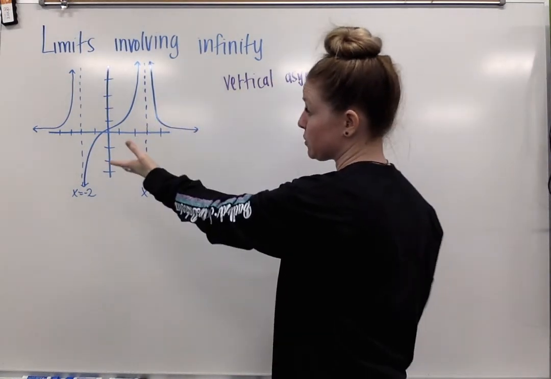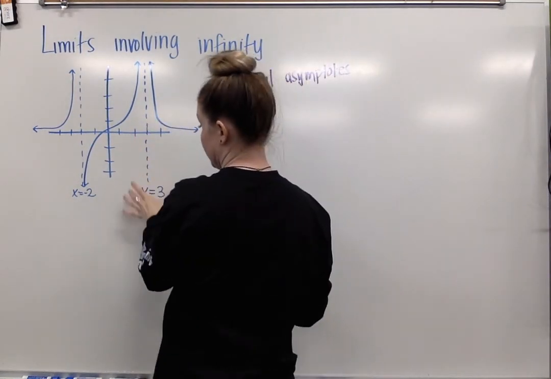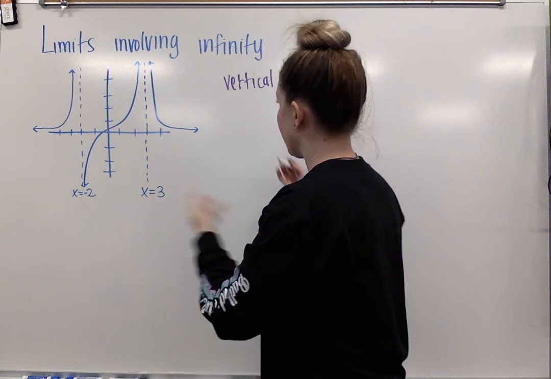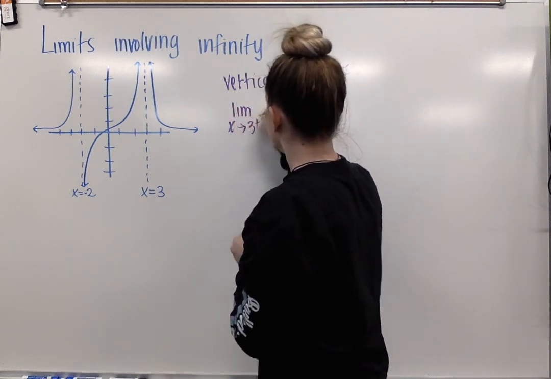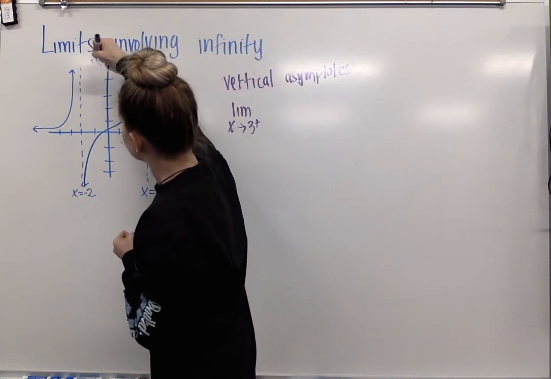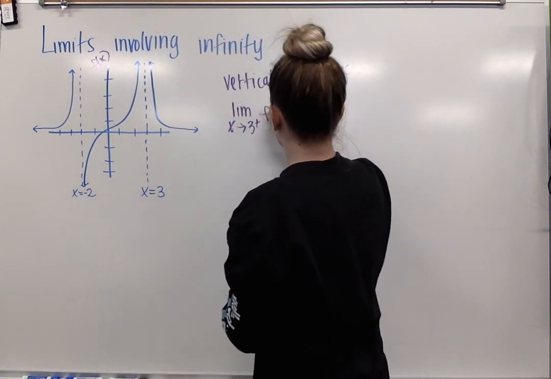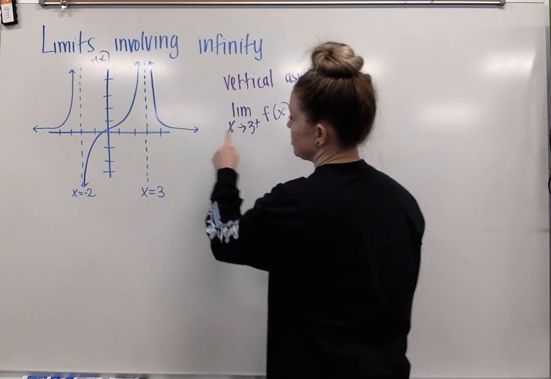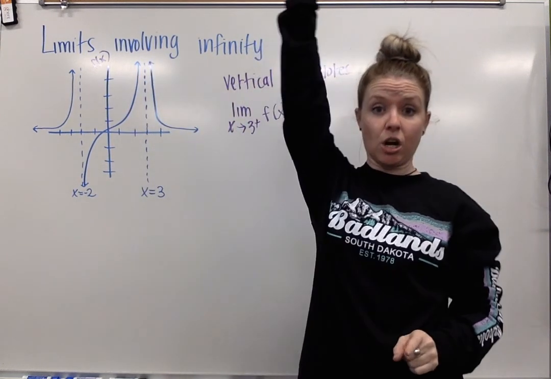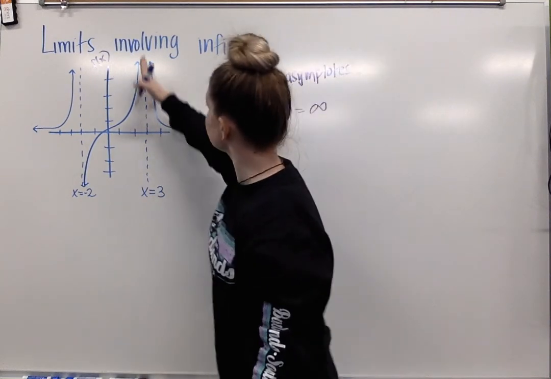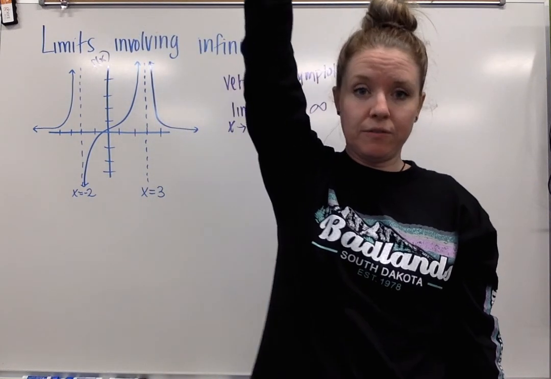We can see it visually from our graph. Let's start here at x equals 3. All right? So if I were to say the limit as x approaches 3 from the right, we're going to go ahead and call this function f of x. So as I get closer and closer to 3 from the right, well, it's just going to infinity, right? It's getting closer and closer to that asymptote. It's just going to infinity.